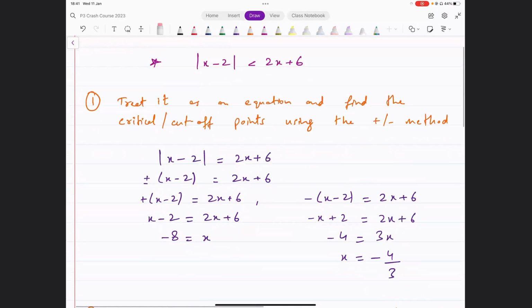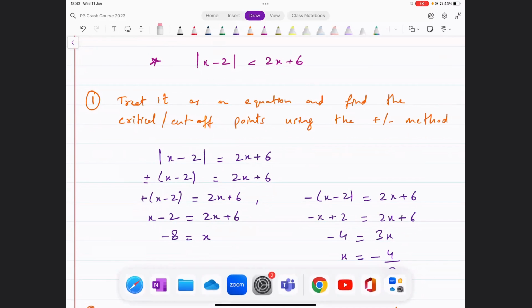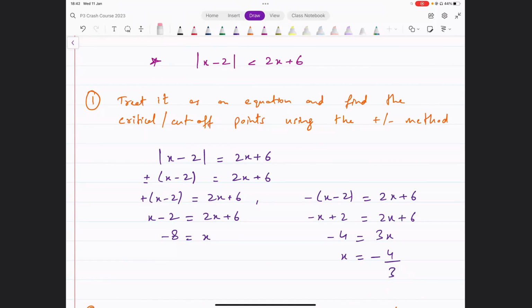So how do we start? What's the first thing that you do? The first thing you do is you say, treat it as an equation. Treat this inequality as an equation. So whatever is the sign that you have in the middle, replace that with an equality sign. Equation se replace kar de usko. All right. And then you just follow the process that we have learned for solving equations involving the modulus sign.